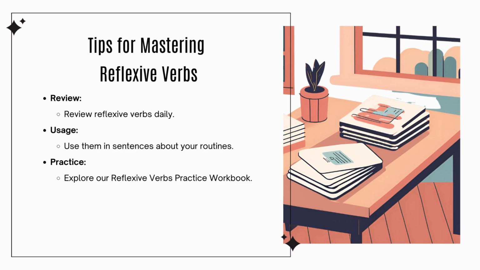Or avant de sortir, elle se maquille et s'habille élégamment. Now, what this means is before going out, she puts on some makeup and dresses elegantly. The more you practice, the more natural these verbs will feel.